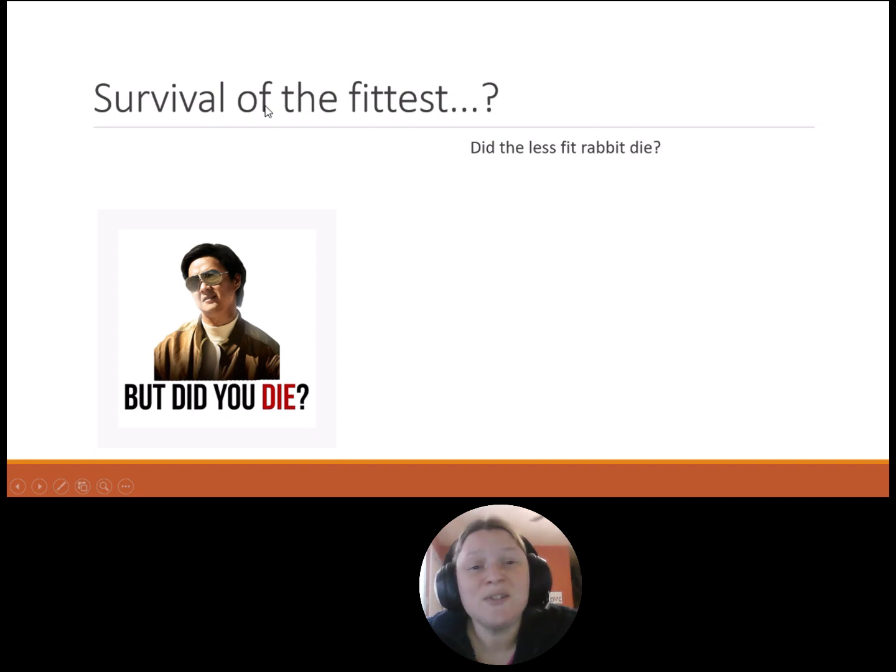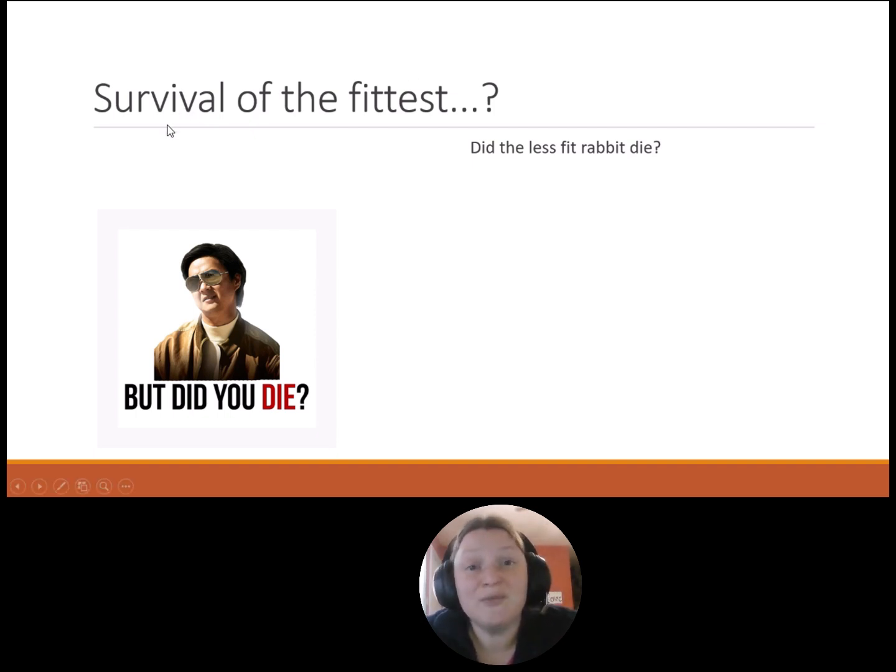All right, so this brings us to the idea of survival of the fittest. The first thing I want to address is fitness. We've already said that fitness has to do with reproductive success. So this is not how fit you are going to the gym and getting big and buff. We are talking about how many babies you are contributing to the next generation.